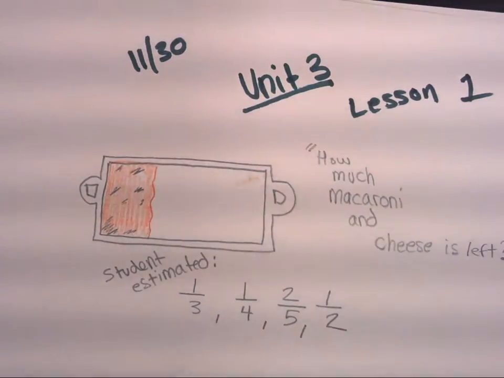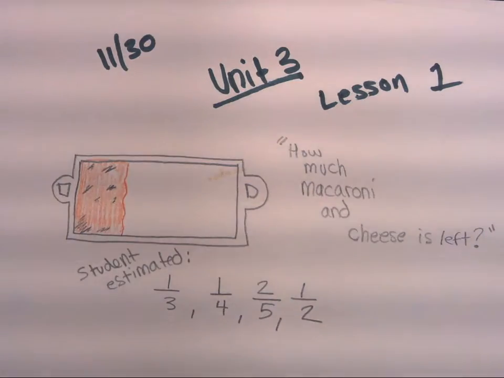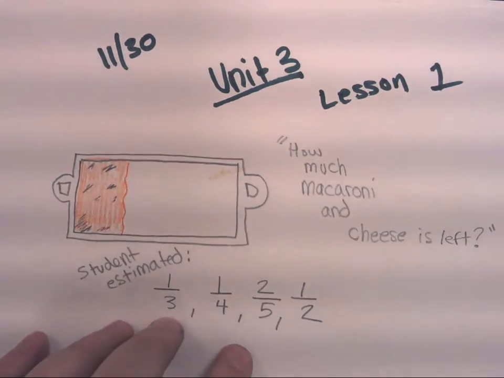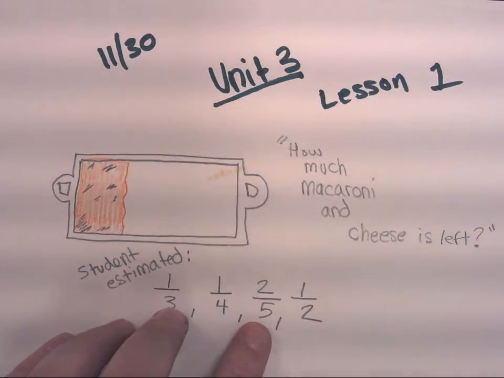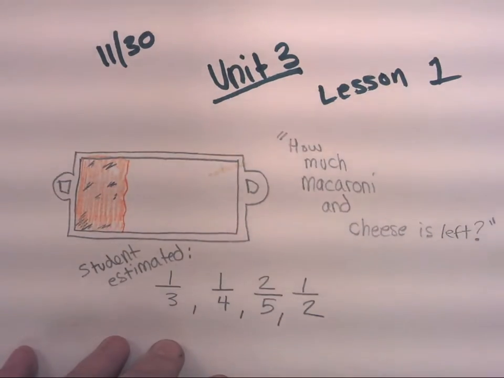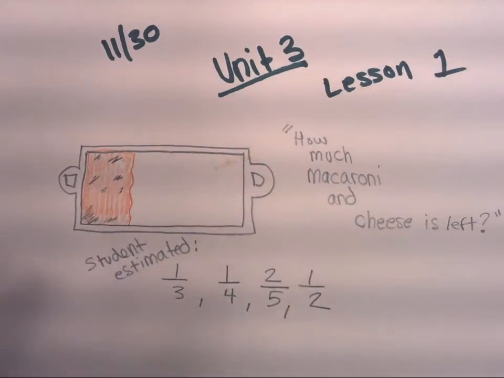with a pan of macaroni and cheese, and they were asked how much macaroni and cheese is left, and students recognized that the amount of macaroni and cheese is less than 1, and so various estimates that students offered: 1/3, 1/4, 2/5, 1/2, and it was encouraging to see students really apply their fraction sense to a real situation.